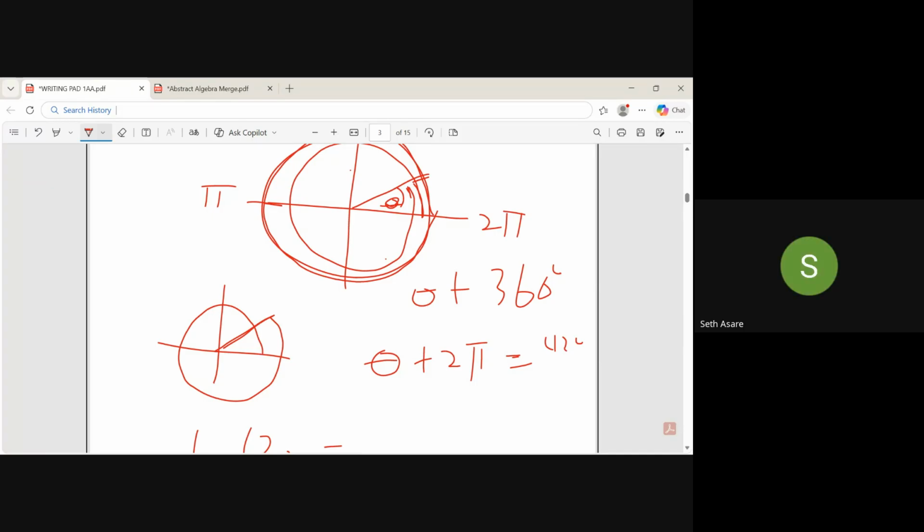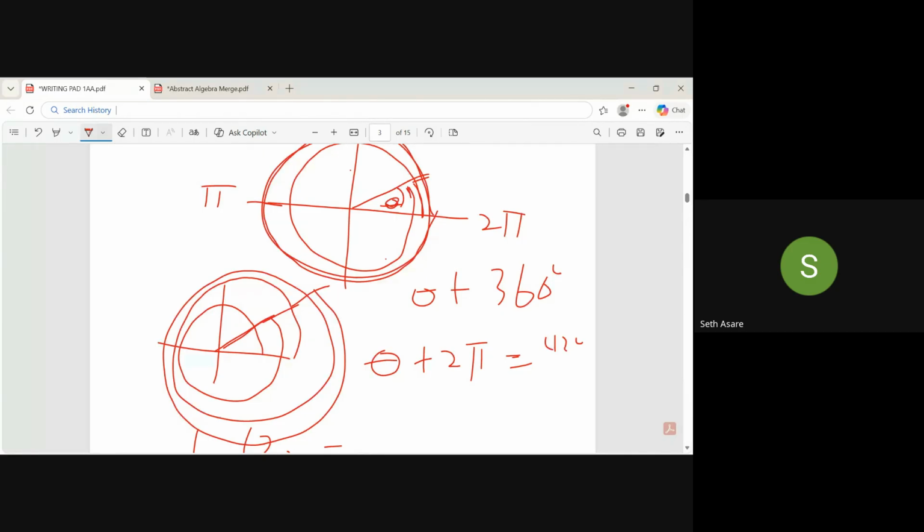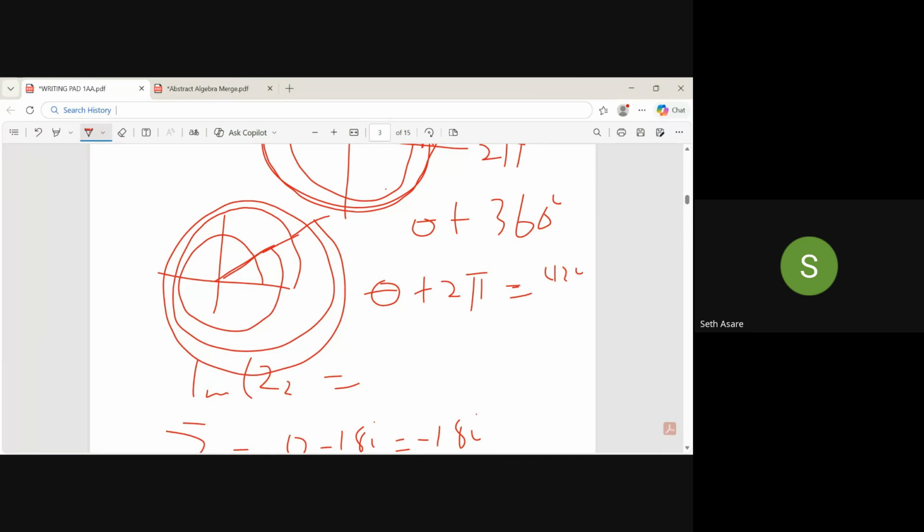Okay. Now, if I do this, I start from here. Then I go. Then I come back. Then I come and hit there. What will be the angle? I went twice, isn't it? 840. That one will be theta plus 2 multiplied by 2 this, isn't it? Yes, sir.